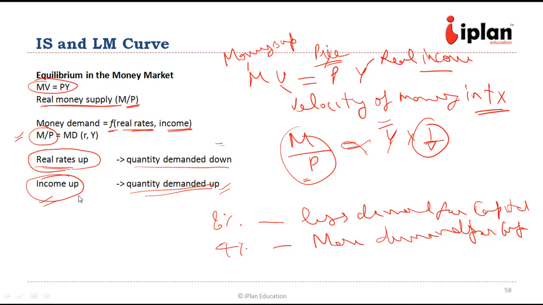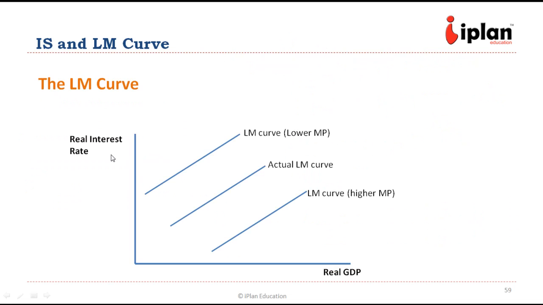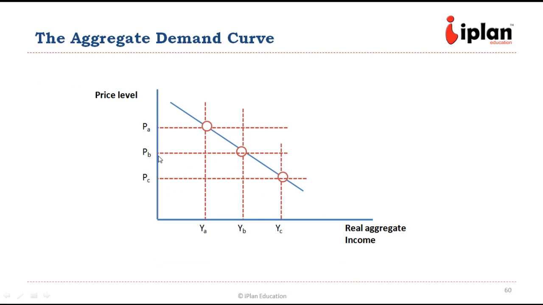which will be opposite of the IS curve. So let us see. Here we can see the real interest rate versus real GDP. The actual LM curve is this, which is directly proportional, and for lower money supply the curve shifts upwards, for higher money supply it will shift downwards. So effectively we have the opposite relationship in the LM curve as compared to the IS curve. Now based on that we can derive the aggregate demand curve.